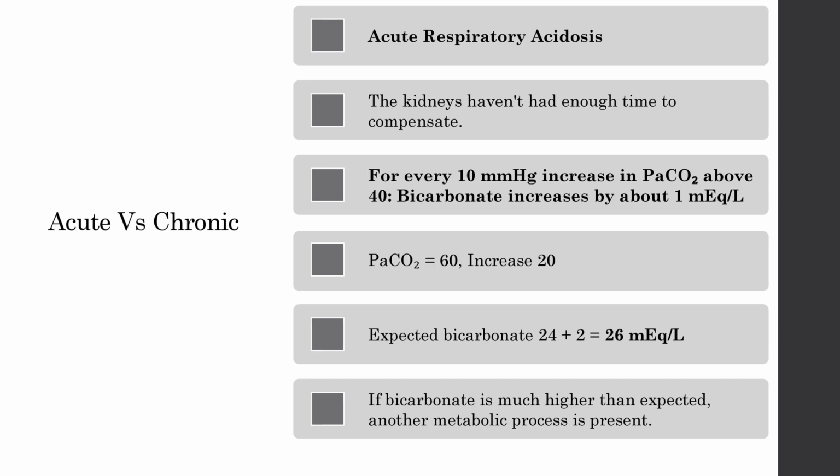This distinction between acute and chronic process is extremely important. In acute respiratory acidosis, the kidneys haven't had enough time to compensate. Expected compensation: for every 10 millimeters of mercury increase in CO2 above 40, bicarbonate increases by about 1 milliequivalent per liter. Example: CO2 60 millimeters of mercury. Increase from baseline is 20 millimeters of mercury, so expected bicarbonate will be 24 plus 2, equal to 26 milliequivalent per liter. If bicarbonate is much higher than expected, another metabolic process is present.